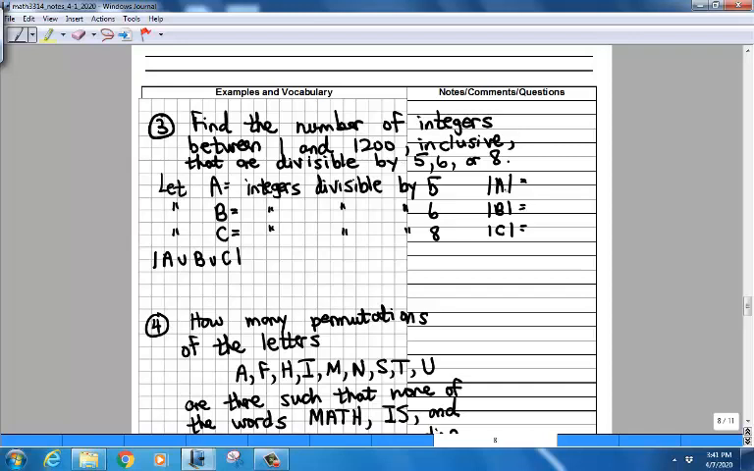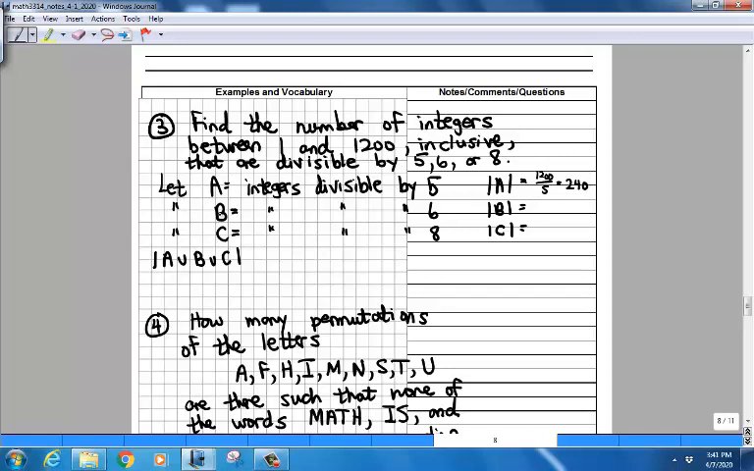So it's easy to compute the cardinality of A, because every fifth integer between 1 and 1200 is divisible by 5. So if you just take 1200 and divide that by 5, that gives you the size of this set A, and that's of course an easy quotient to compute. That's just 240.